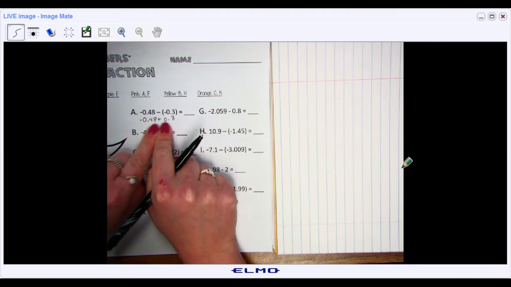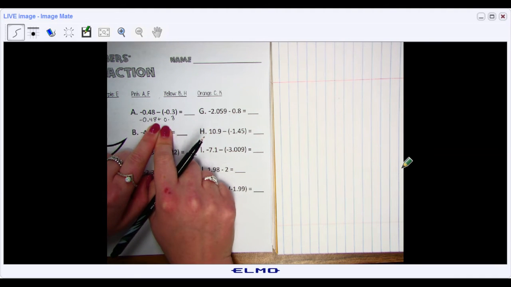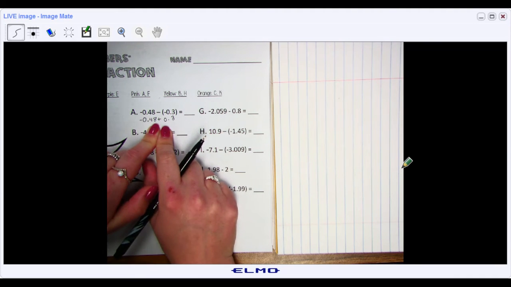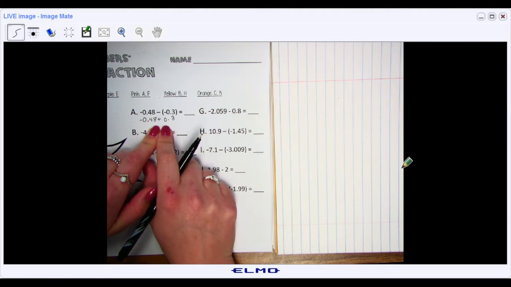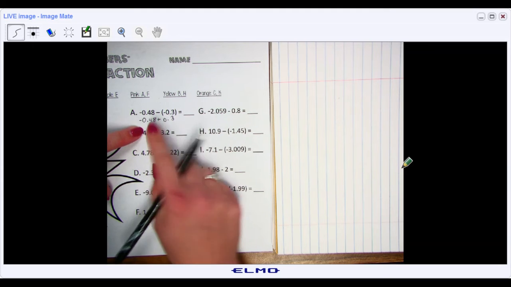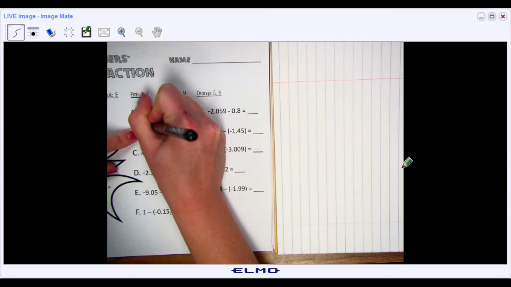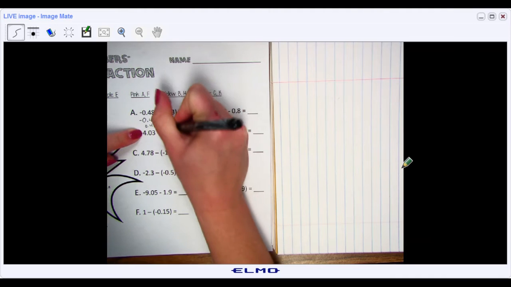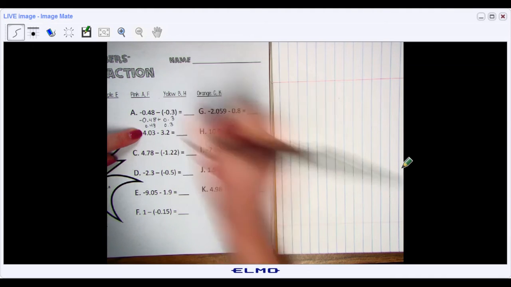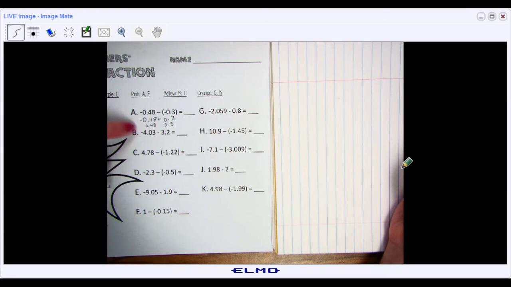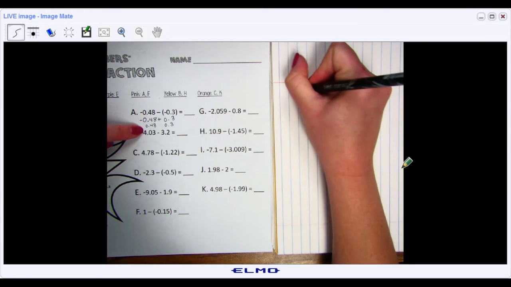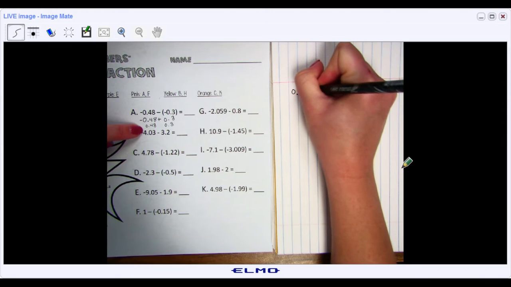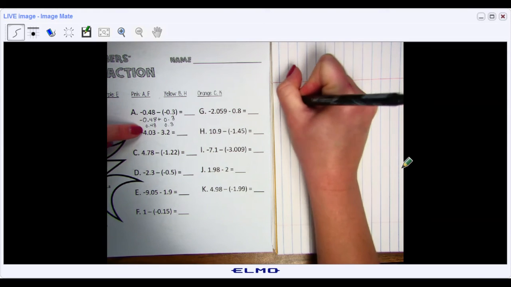Now, since we've changed this into addition, we can follow the same steps like we did before. So we're going to want to take the absolute values of both of these. So the absolute value of negative 0.48 is 0.48, and then the absolute value of 0.3 is 0.3. Now, we're going to want to take the difference. So remember, the difference means to subtract. So I'm going to subtract 0.3 from my 0.48.